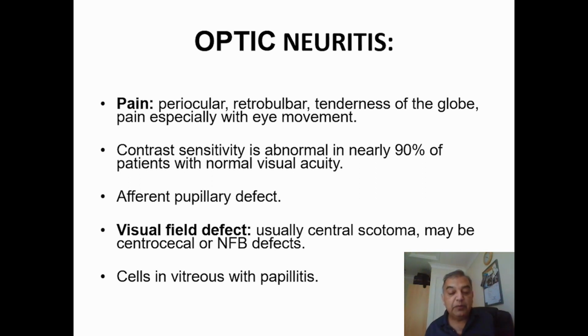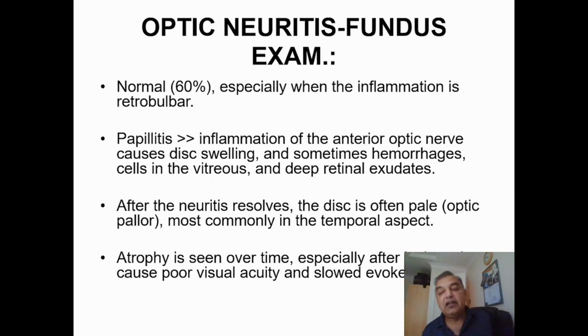There's a relative afferent pupillary defect. The visual field defect could be a central scotoma, and there could be a little increased cells in the vitreous because of the inflammation. So the examination is generally normal, especially if it's retrobulbar. There would be a little bit of swelling or blurring of the disc margins, and it looks pinkish and inflamed. As the neuritis resolves, the disc becomes pale, almost chalky, like a new moon, especially if they've developed optic atrophy over a period of time.